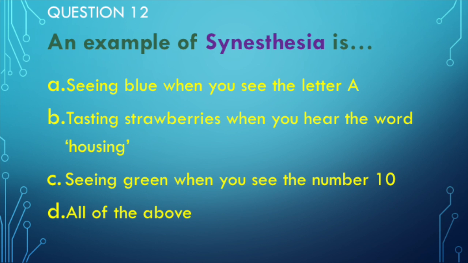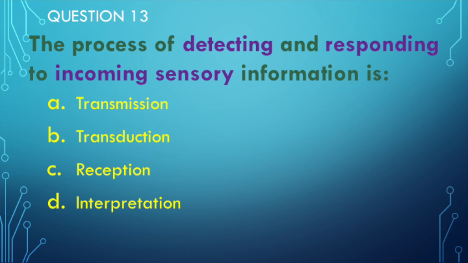Question 12. An example of synesthesia is seeing blue when you see the letter A, tasting strawberries when you hear the word housing, seeing green when you see the number 10, or all of the above. Question 13. The process of detecting and responding to incoming sensory information is transmission, transduction, reception, or interpretation.